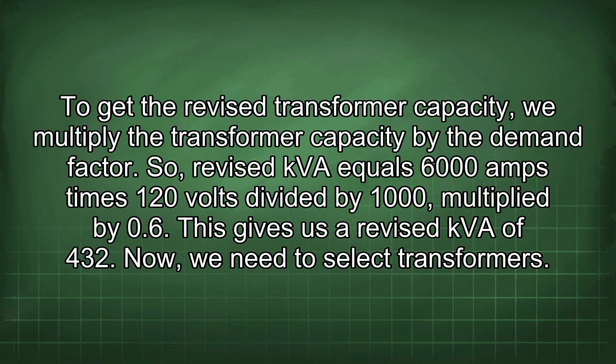To get the revised transformer capacity, we multiply the transformer capacity by the demand factor. So, revised kVA equals 6,000 amps times 120 volts divided by 1000, multiplied by 0.6. This gives us a revised kVA of 432.